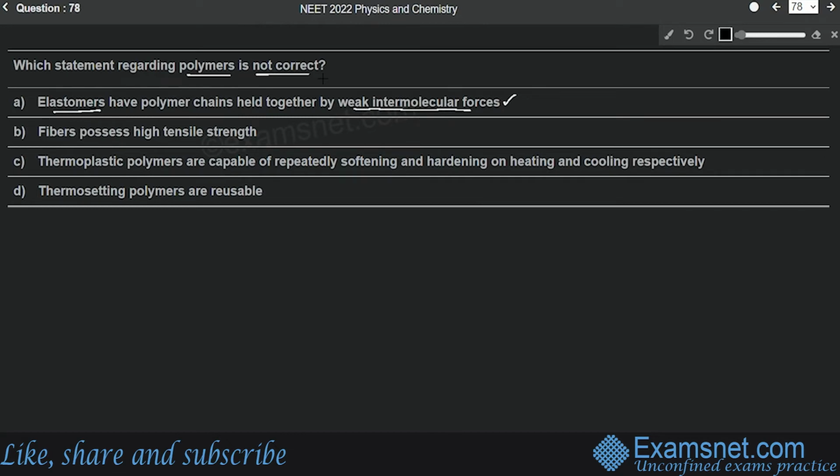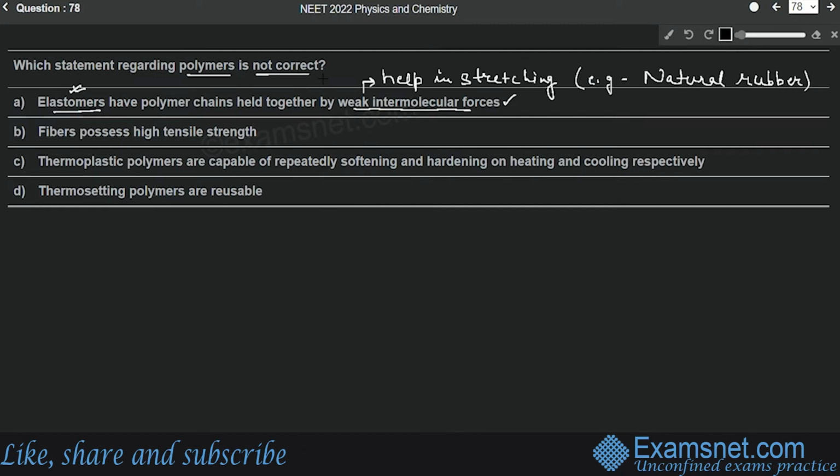Why? See, as the name suggests, elastomers should have elastic properties, right? So these weak intermolecular forces or weak binding forces permit the polymer to get stretched easily. Okay, so they help in stretching of the polymer, right? Now what is the example of elastomers? The example is natural rubber. So we know that natural rubber can be stretched easily, so this is the example of elastomers, right?